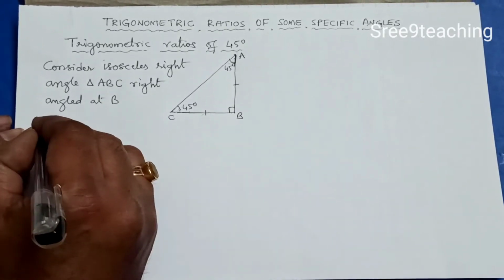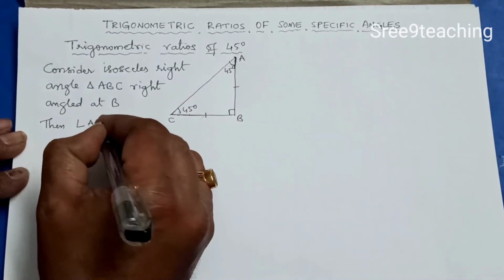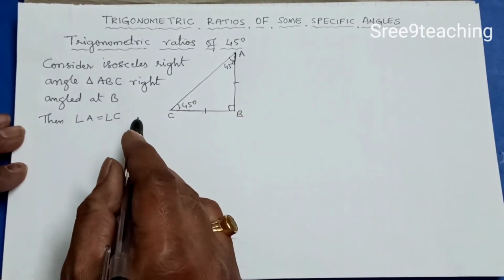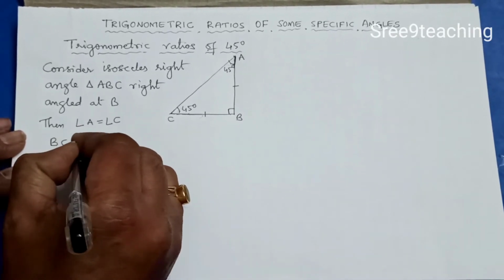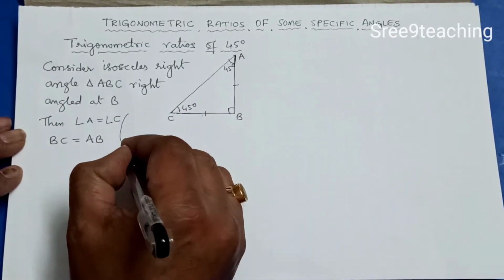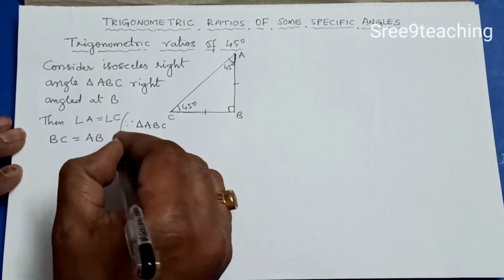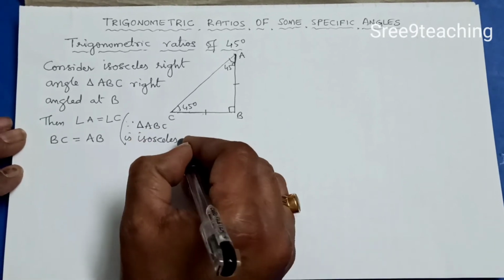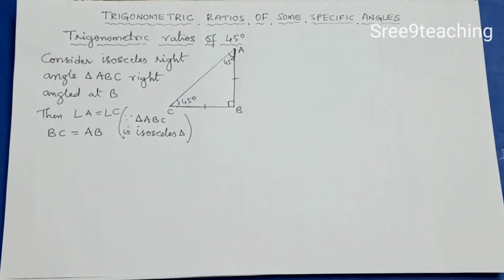Now here we write angle A equal to angle C. Why? Because the angles opposite to the equal sides are equal, right? And BC is equal to AB. So for both of these we write, since triangle ABC is an isosceles triangle, right? Okay, now let us find the ratios.